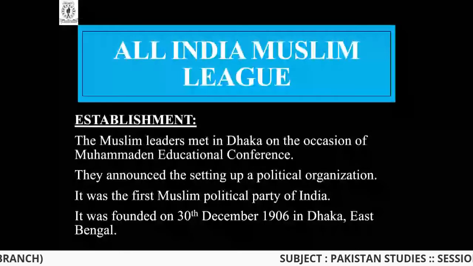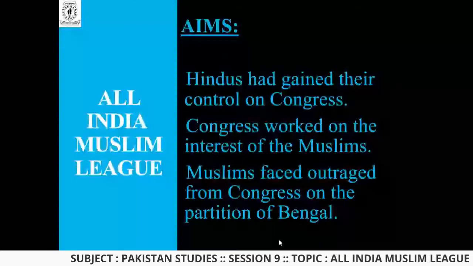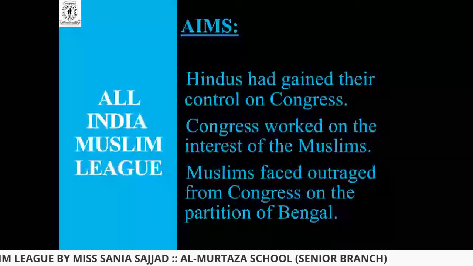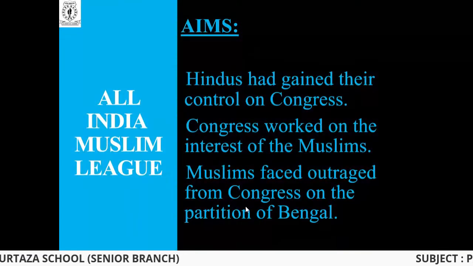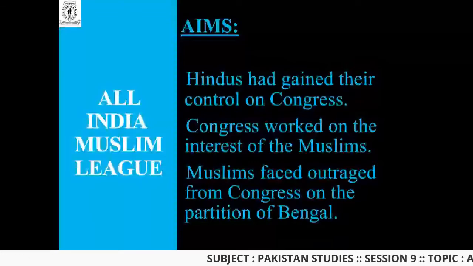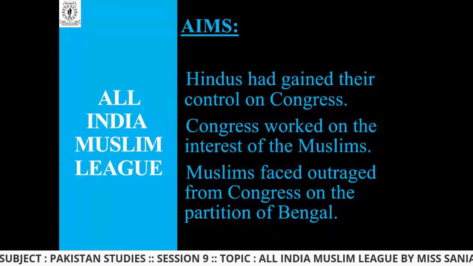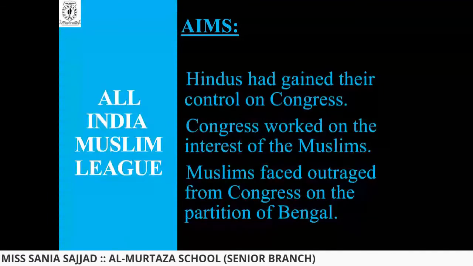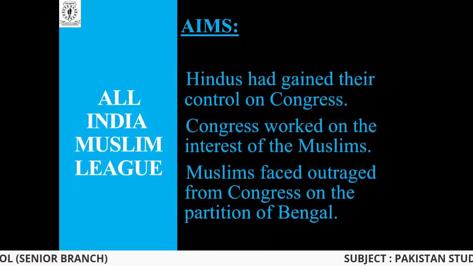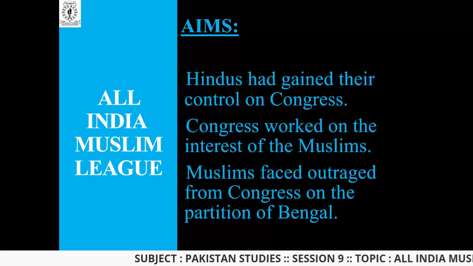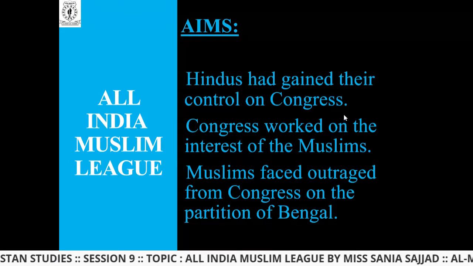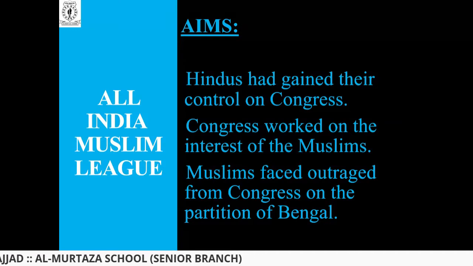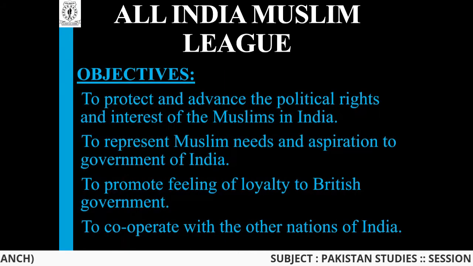Now, the basic aim of All Indian Muslim League was this: Hindus had gained control of Congress, and Congress did not work in the interest of the Muslims. Muslims faced outrage from Congress on the partition of Bengal. I have already discussed in detail that when we were living in the subcontinent, we were facing problems and we were not getting our rights. This is the main reason we needed another party to speak about our rights and freedom. So this is why we founded All Indian Muslim League, to speak about the rights of Muslims, because Congress was working for Indians and, as a political party, was much more concerned about Hindus as compared to Muslims.